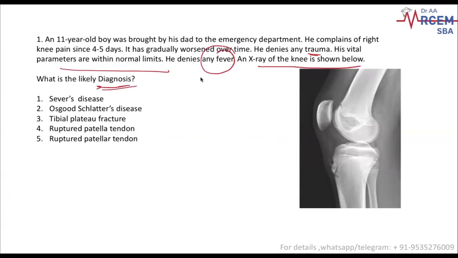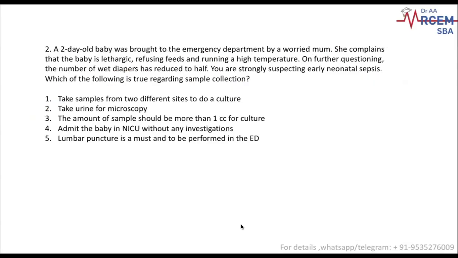Here they are asking. I can see most of you are picking Osgood-Schlatter disease. Yes, that is absolutely correct. So this patient has Osgood-Schlatter disease. Why? We can see here, this is the tibial tuberosity. At the tibial tuberosity, there is an avulsion fracture. It is not a trauma which is present here. The knee pain has been there for the last 4 to 5 days. That's why it is known as Osgood-Schlatter disease. Here is where the patellar tendon gets inserted.